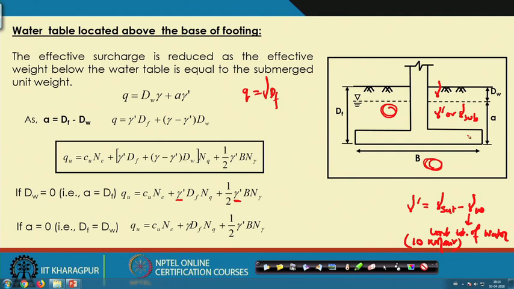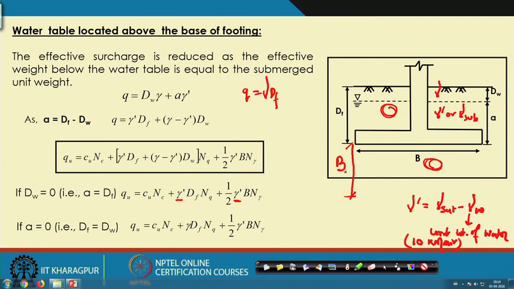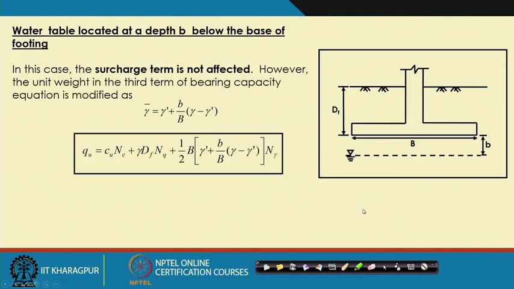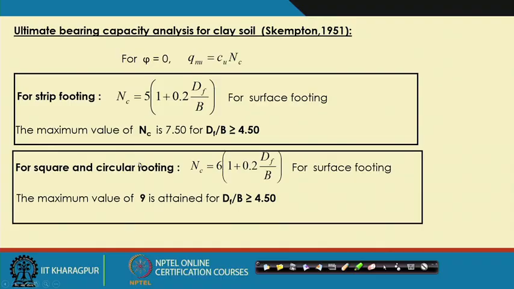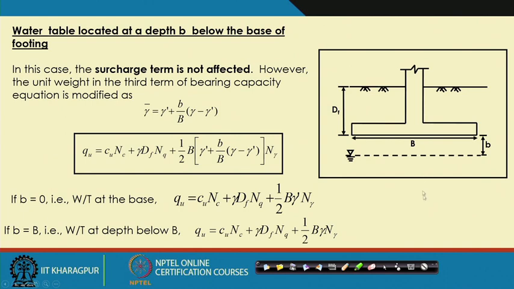And generally, if the water table depth is below the base, suppose it is greater than B from the base of the footing, then we do not consider any effect of the water table. But if it is within that zone, you have to consider the water table. The next condition is that if the water table is below the base of the footing, in that case we have to take gamma bar. So, gamma bar will be taken in terms of gamma submerged and gamma bulk. The first unit weight will always be gamma bulk, because now the water table is below the base of the footing, but the second one will change depending upon the position of the water table.